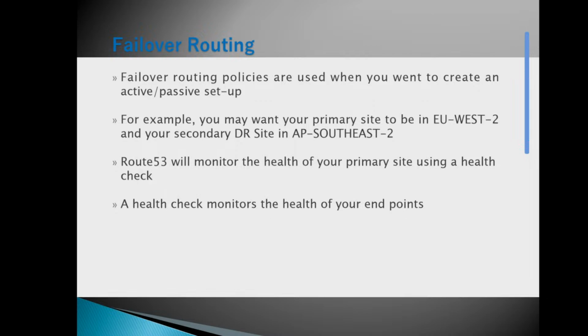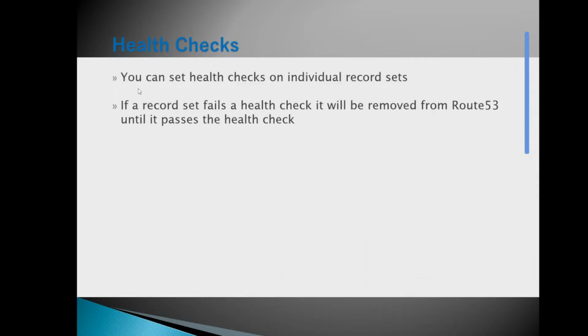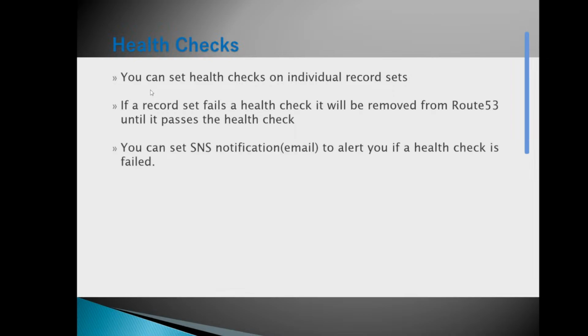So what are health checks in general? You can set a health check on your individual records. If a record set fails a health check, it will be removed from Route 53 until it passes the health check. So Route 53 will not send traffic to an unhealthy instance if you have enabled the health check. You can also set an SNS notification to send an alert if a health check fails.